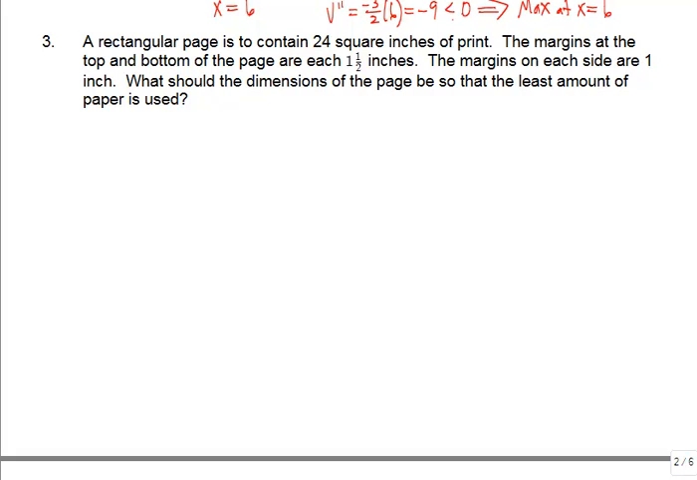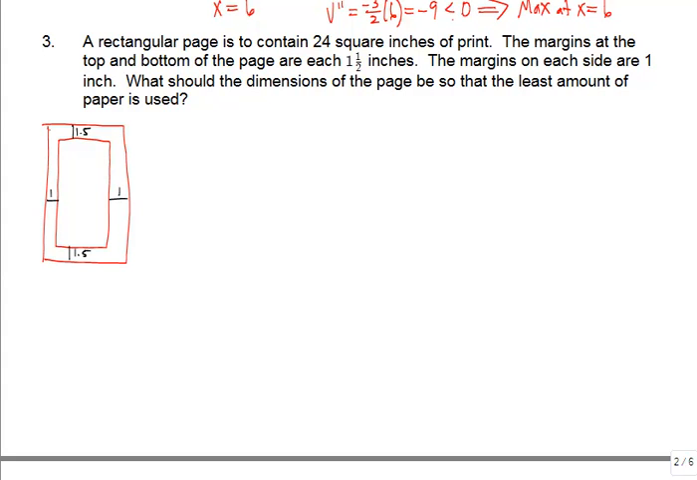So again, a picture here is key. So let's draw our piece of paper. Now this is the actual sheet of paper, but we have margins so that the actual print and the words are going to be on this inner rectangle. And the margins that we have are going to be 1.5 on the top and the bottom, 1.5 inches. So I'm going to use a decimal here, 1.5 inches from the top, 1.5 inches from the bottom. And the margins on the sides are 1 inch. So this is 1 inch from the right and 1 inch from the left.